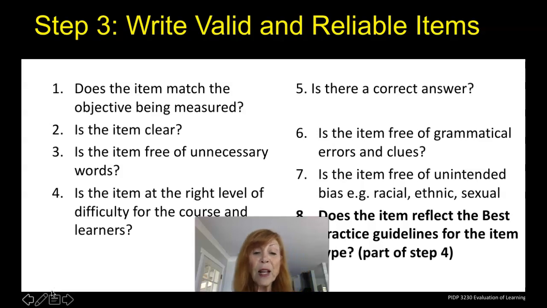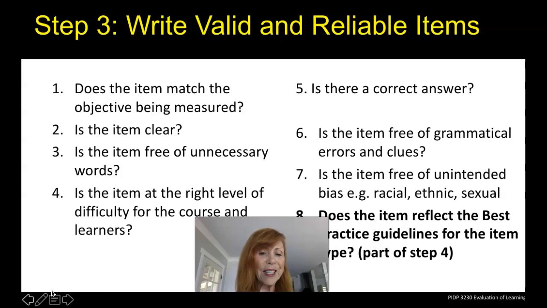Is the item at the right level of difficulty for the course and learners? Again, think about this from a place of alignment. We want to ensure that it's at the right level for the intended curriculum. Now, that doesn't mean you don't have some low-hanging fruit in your assessment. Sometimes you ask at a lower level in Bloom's to work up to the appropriate level, the right level of difficulty for the course and learners.